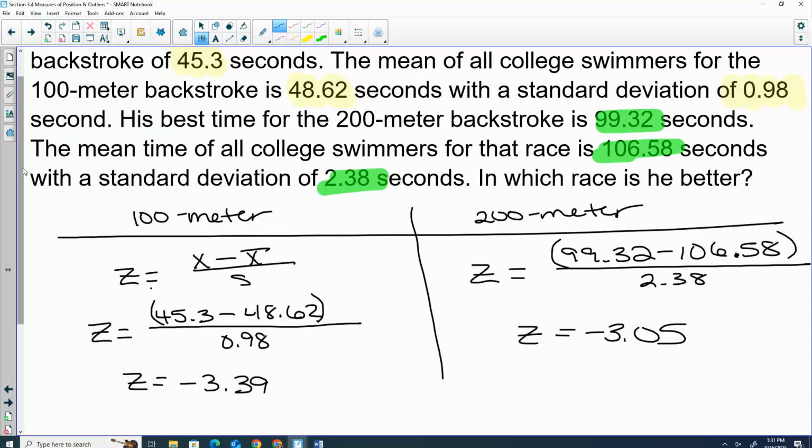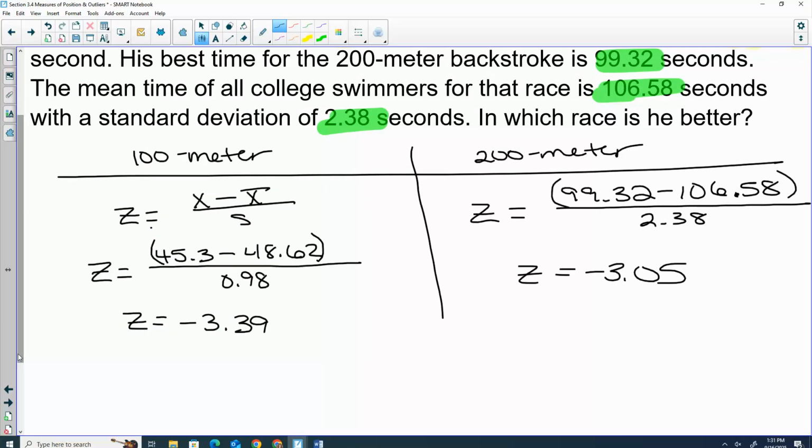So, in which race is he better? Why? So, you have to look in the context of the problem. Like, if it were a test score, both of these would be bad, right? They're both below average. But we're talking about his time, so the faster you are, you're below average. We want the one that is most below average, so we're looking for the smallest number. Does that make sense?